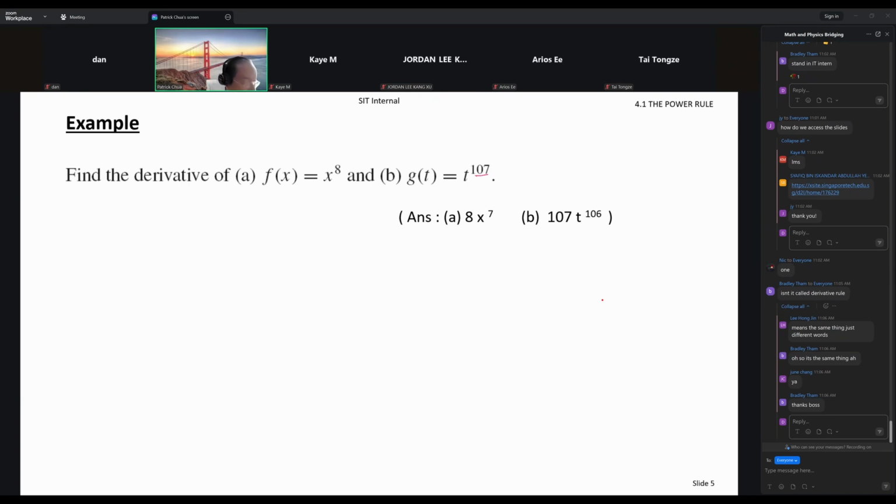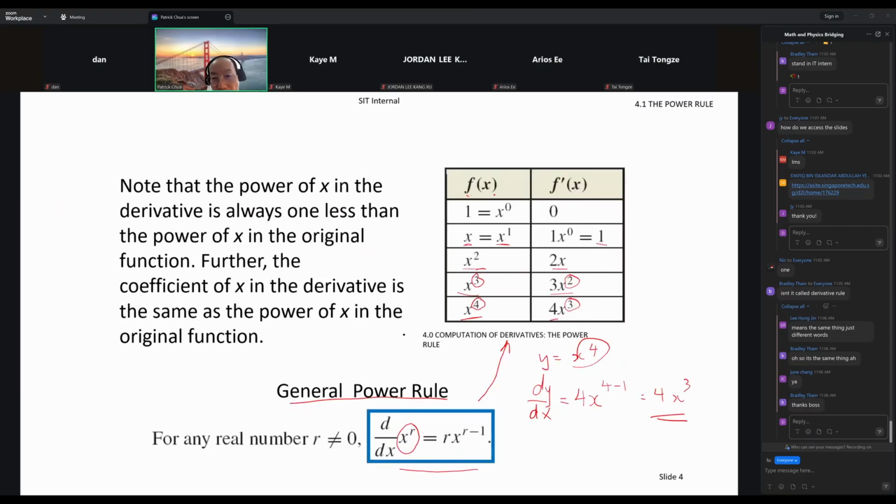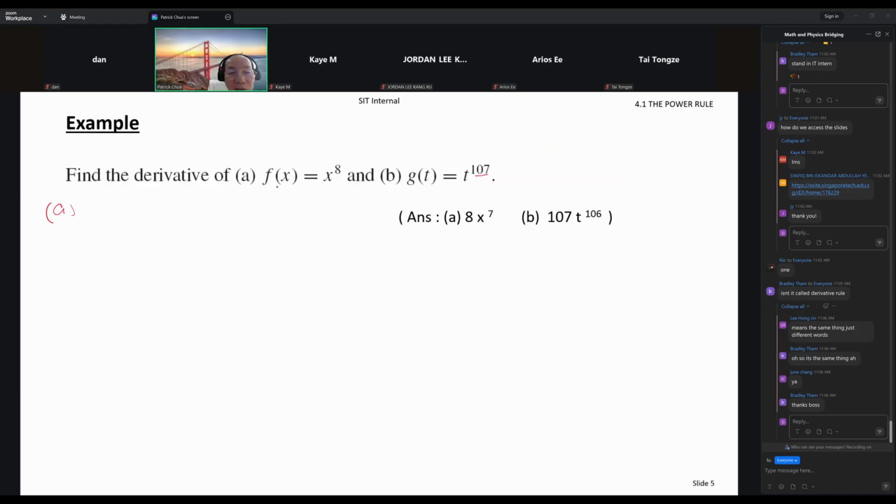Differentiate x to the power of 8, using the power rule. By the way, you see this is just a function, but you see a prime here, f prime. That means you differentiate, it's the derivative of f, in other words dy/dx. f prime means it's the differentiated form of the function f. So the function of x is x to the power of 8. So f prime of x will be what?